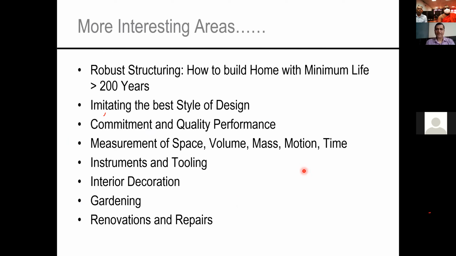Due to time constraints, we have only seen a few aspects of Vastushastra, but the list is endless. The life of a given home, which has been described to be made in Vastushastra treatises, is at least 200 years, whereas it will go on an average about 1,000 years. That's a recommendation to construct the home.